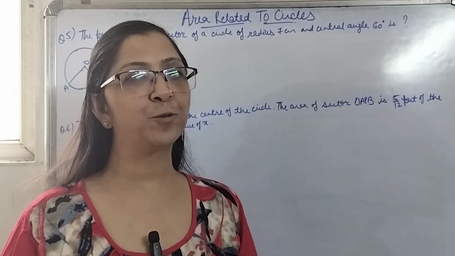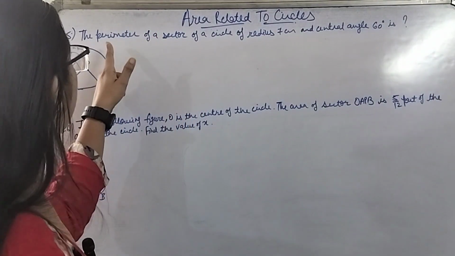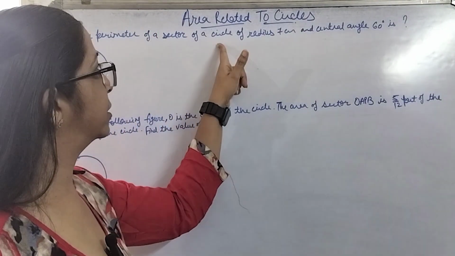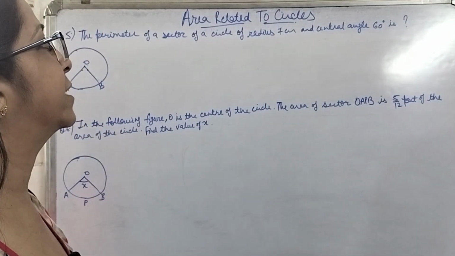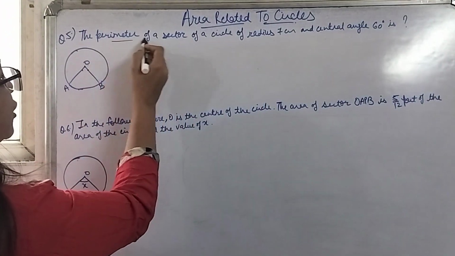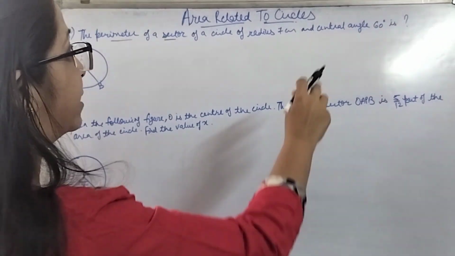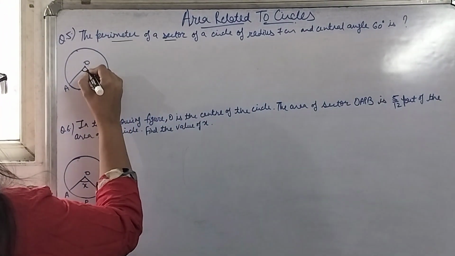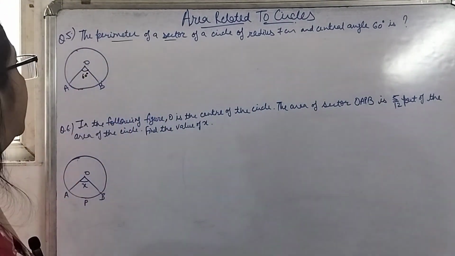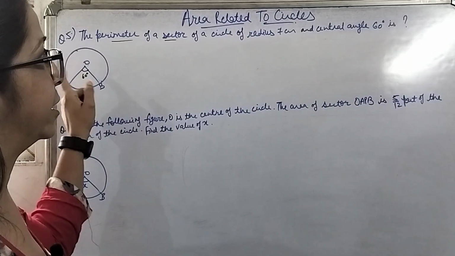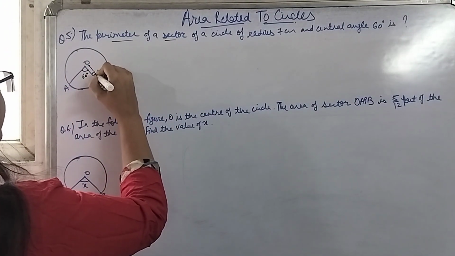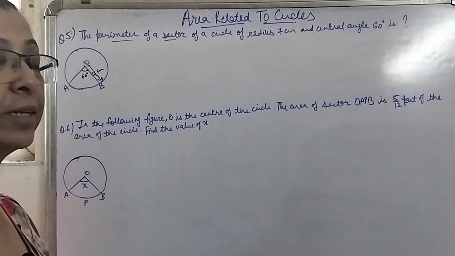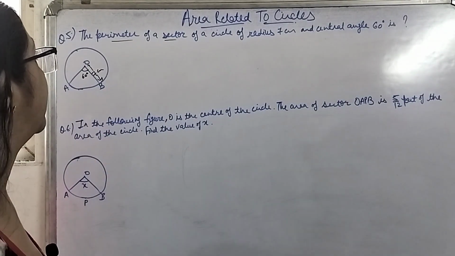So here are the next two questions. The perimeter of a sector of a circle of radius 7 centimeter and central angle 60 degree is. We have to find the perimeter of the sector, and the central angle is given to us as 60 degrees. This central angle by the arc AB is 60 degrees and the radius is given as 7 centimeter. That means OA and OB are both radii, and both are 7 centimeter.